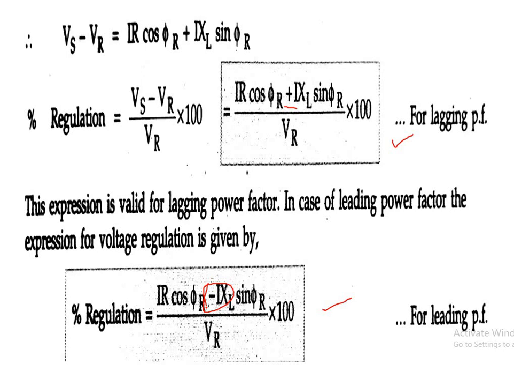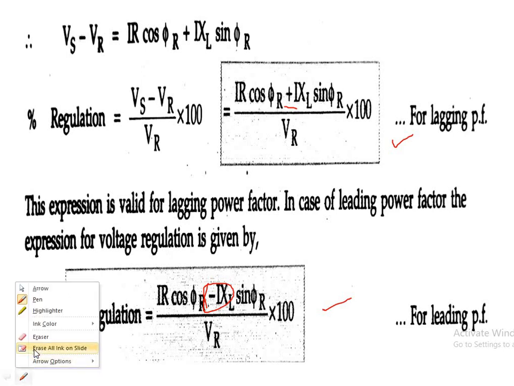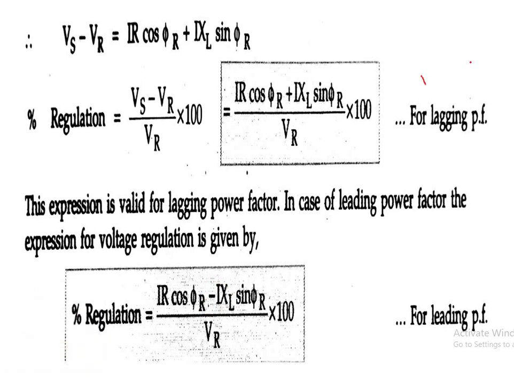When the load power factor is lagging or unity, or even slightly leading, here I R cos phi r is greater than I into XL sin phi r for the lagging power factor. Then voltage regulation is positive. As you have already done in the lab as well, regulation is positive for lagging power factor. For leading power factor the regulation is negative. So the sign also changes.